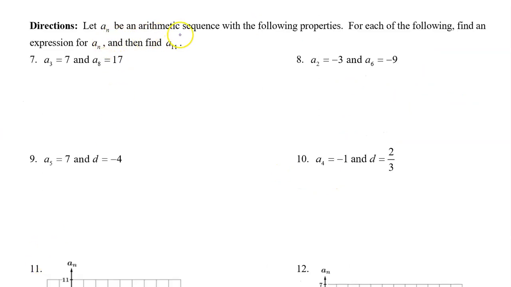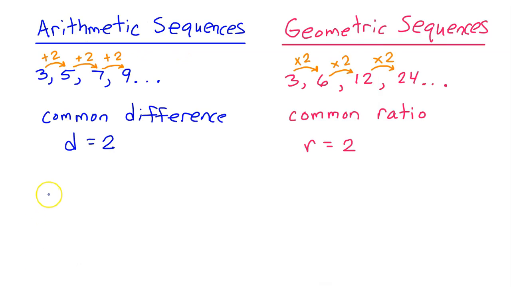Let a_n be an arithmetic sequence with the following properties. For each of the following, find an expression for a_n and then find a_11. An arithmetic sequence can be modeled using the formula a_n equals a_k plus d times n minus k, where a_n is the nth term and a_k is term k. d, of course, is the common difference.